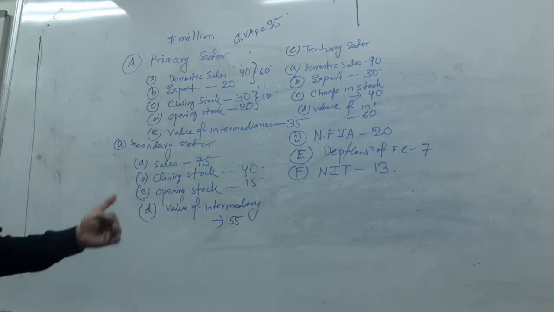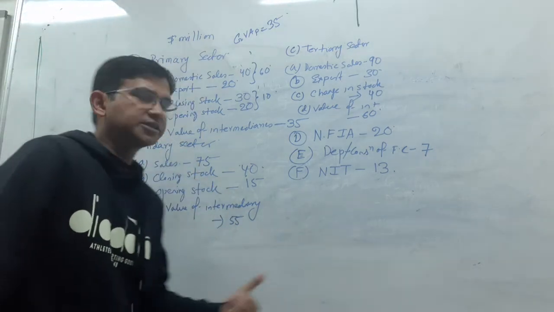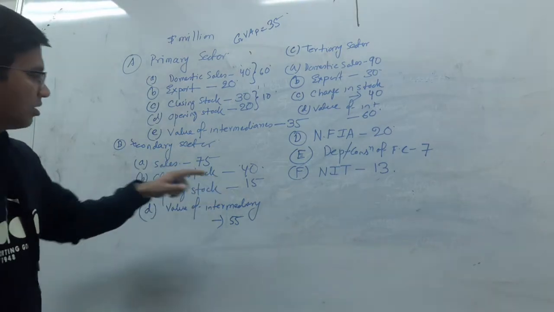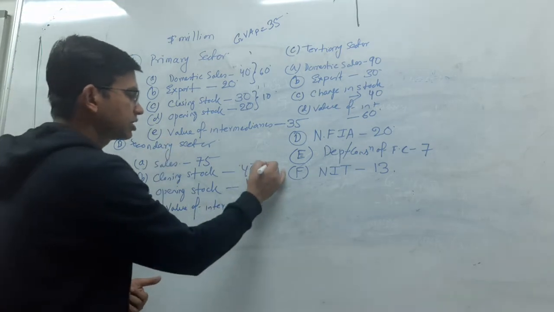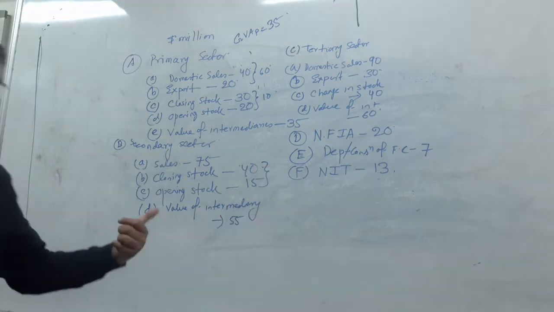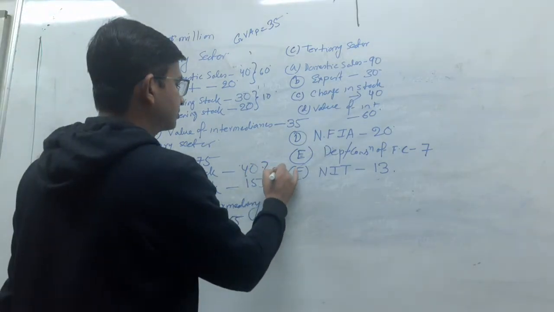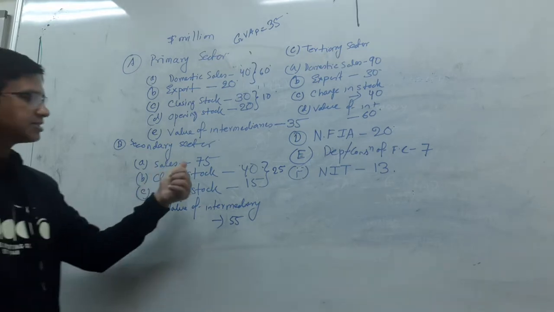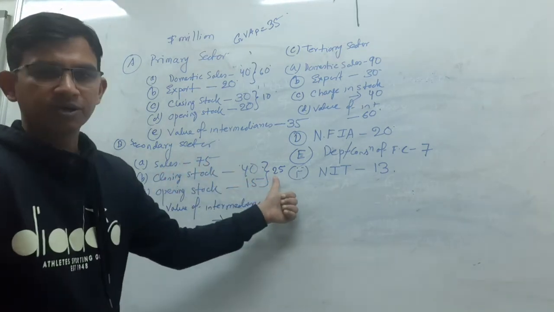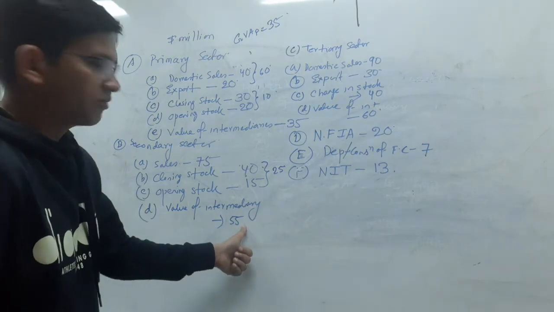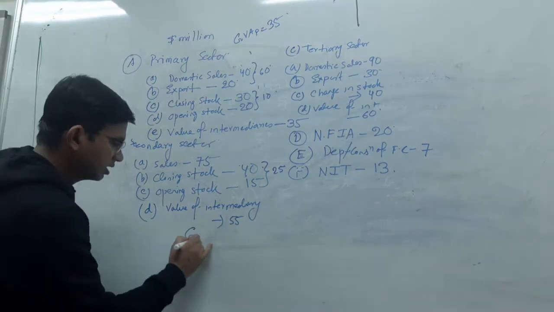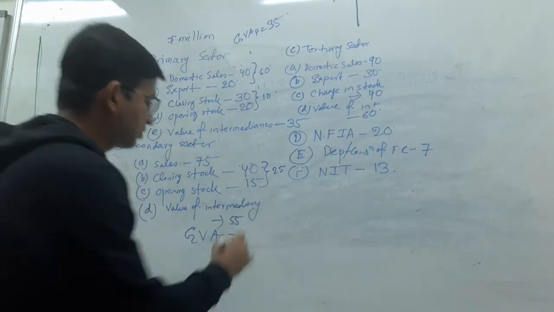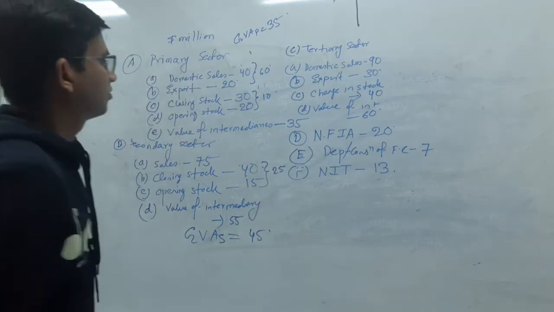Now, in the secondary sector, the value of sales is given as 75. So what will be the change in stock? Closing stock 40 minus 15 equals 25. So the total value of sales is 75 plus 25 equals 100. If we subtract the value of intermediary, we get the gross value added in the secondary sector: 100 minus 55 equals 45.